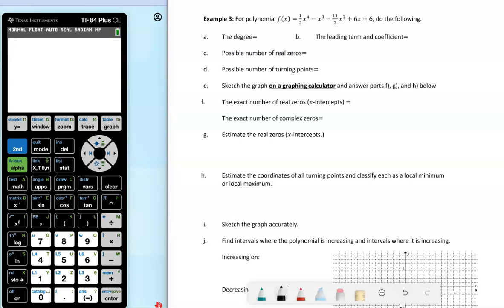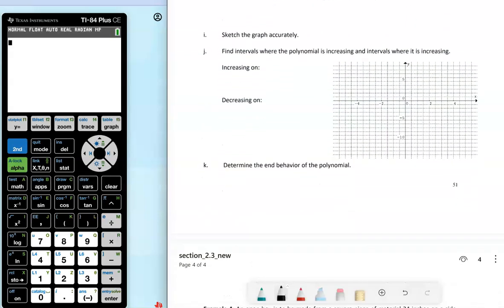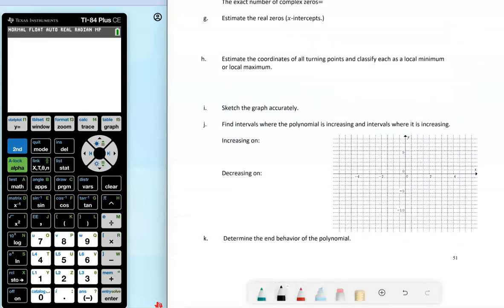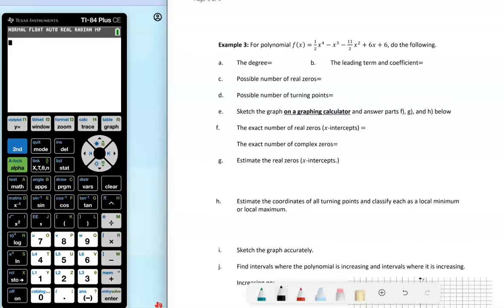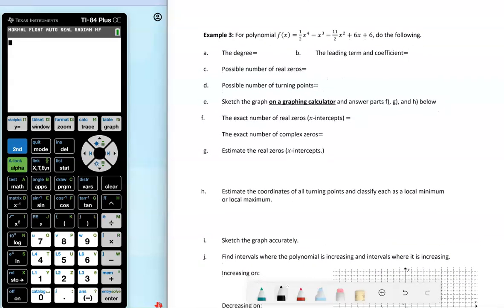In example 3, we're given a polynomial, and we are to determine the following. We're going to go through everything that we learned in section 2.2 and 2.3 to get all of these pieces in to analyze this function. So for example 3, once again, we have f of x equals 1/2 x to the 4th minus x to the 3rd minus 11/2 x to the 2nd plus 6x plus 6.